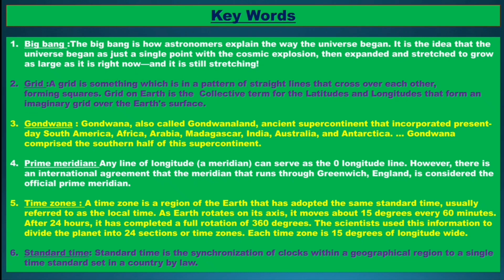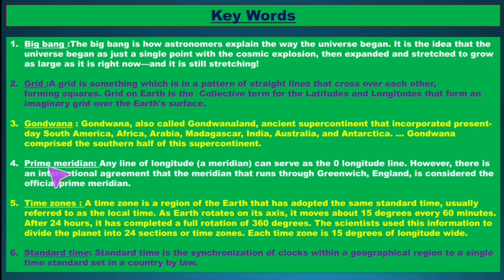Second keyword, grid. A grid is something which is in the pattern of straight lines that cross over each other, forming squares. Grid on Earth is the collective term for the latitudes and longitudes that form an imaginary grid over the Earth's surface. Third keyword, Gondwana. Gondwana, also called Gondwana Land, was an ancient supercontinent that incorporated present-day South America, Africa, Arabia, Madagascar, India, Australia, and Antarctica, and comprised the southern half of this supercontinent.